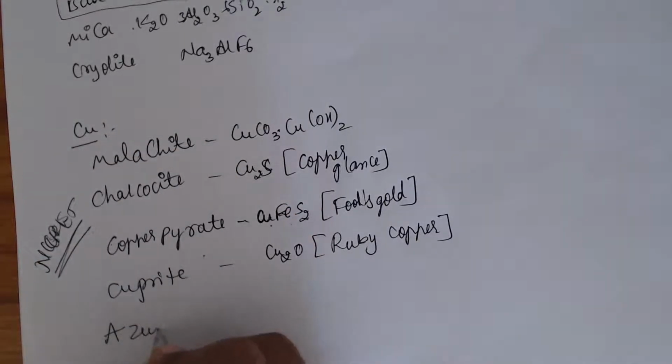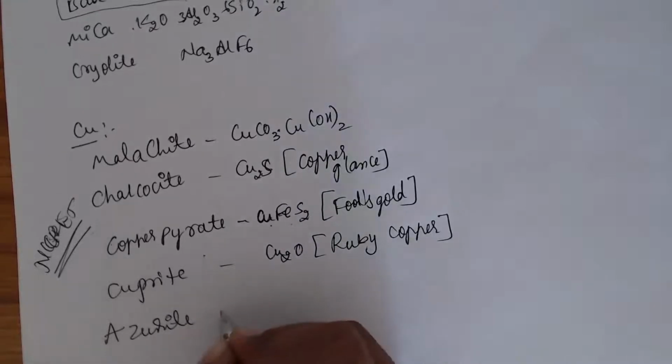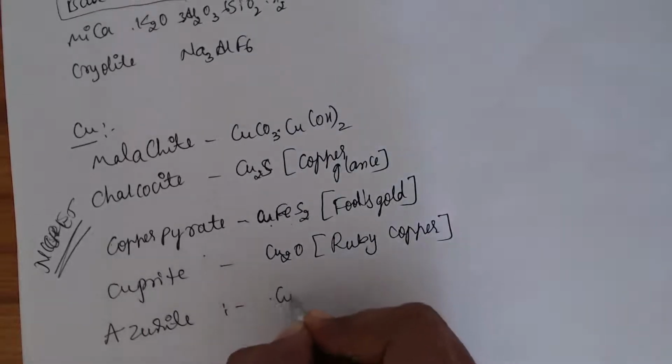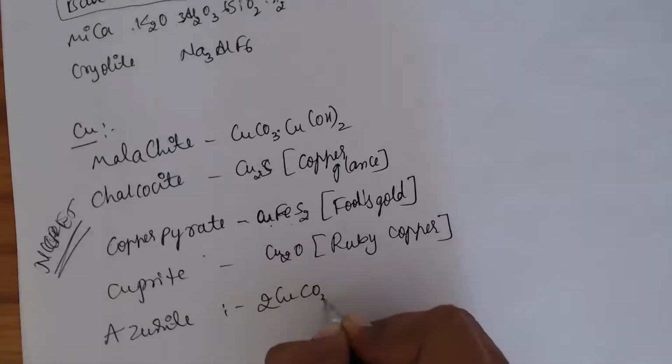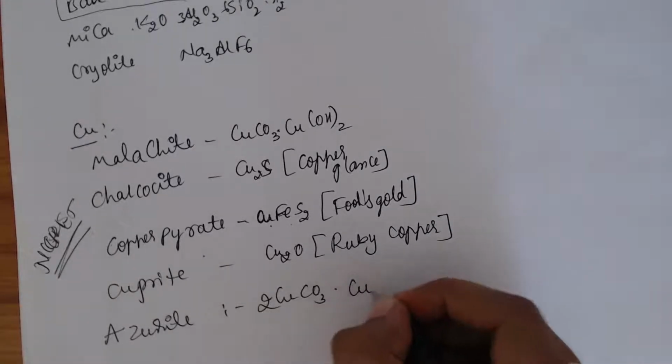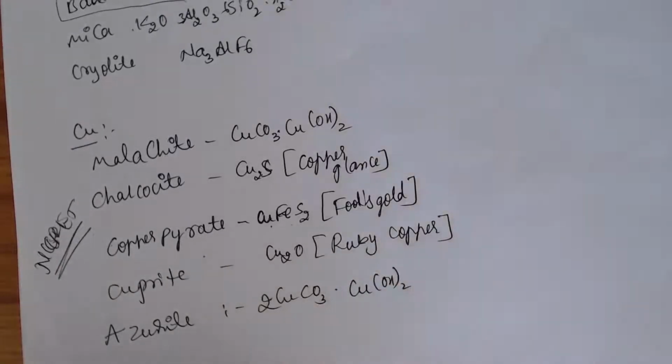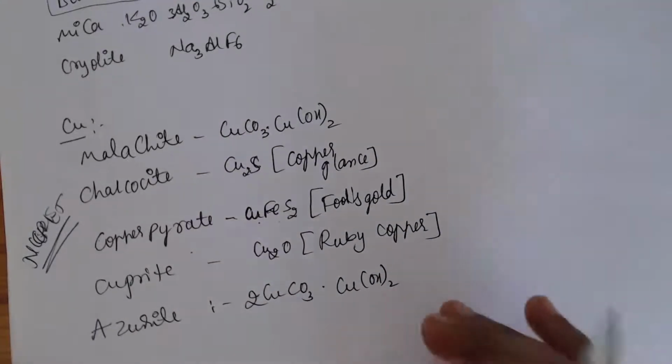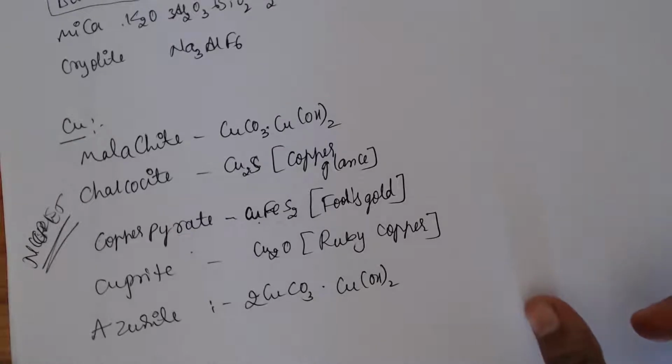Okay. So another one is there, azurite. This azurite means 2 moles of this copper carbonate and copper hydroxide. Understood? So this is the ores of copper.